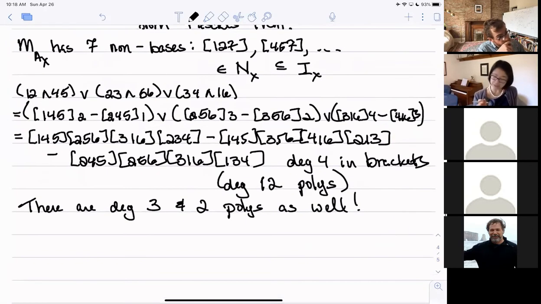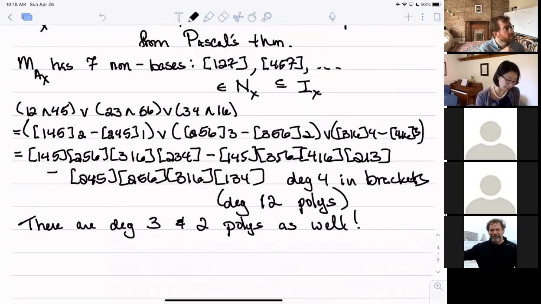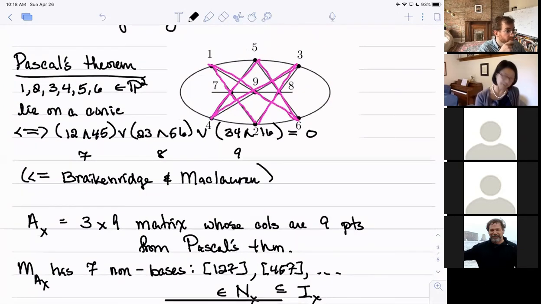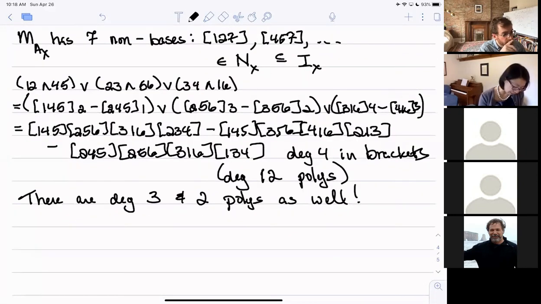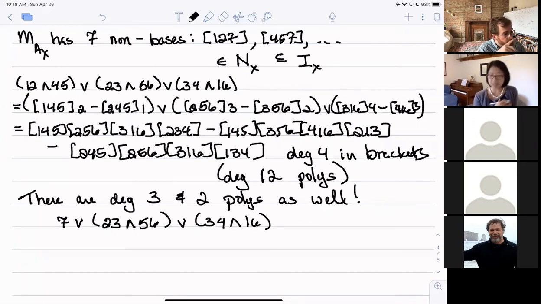But here's what I'm going to do. I'm going to replace the first meet by the point 7, because 1, 2 meet 4, 5 actually corresponds to the point 7. So I can replace it and I get 7 joined with 2, 3 meet 5, 6, joined with 3, 4 meet 1, 6. I'm not going to do that all out for you, but I claim this is a degree 3 polynomial.